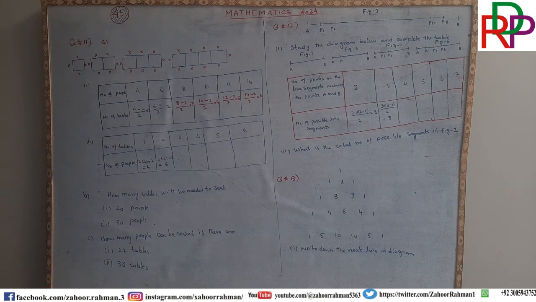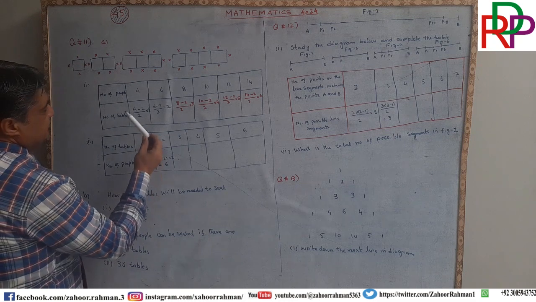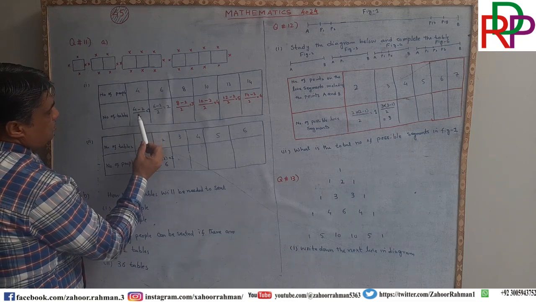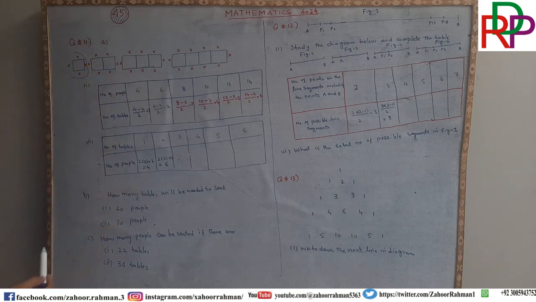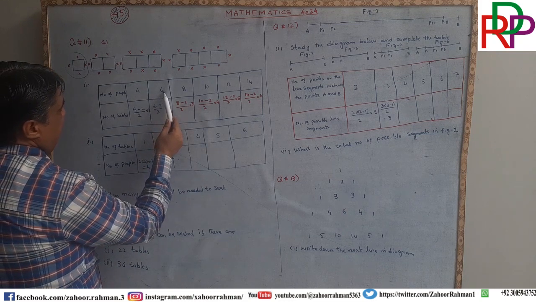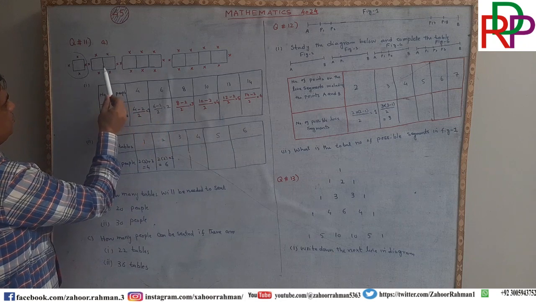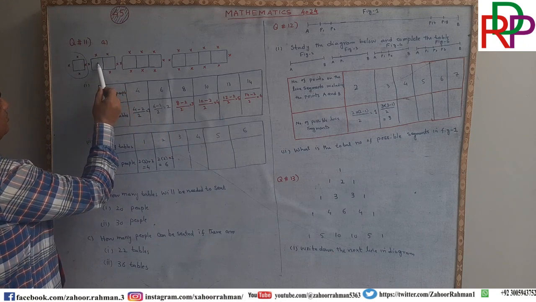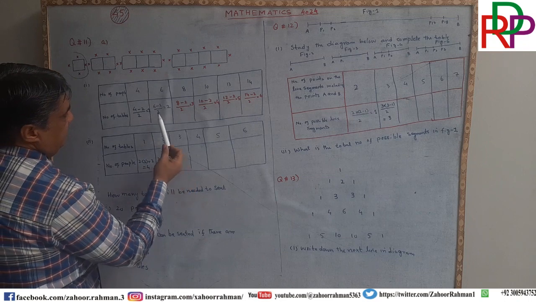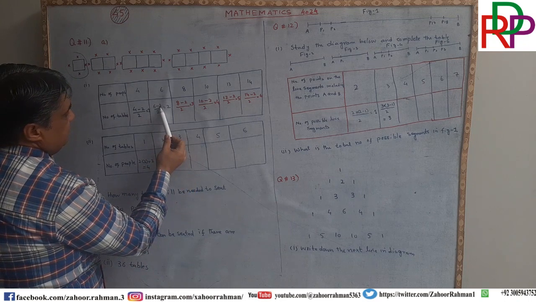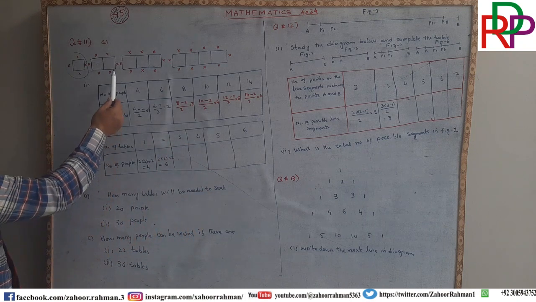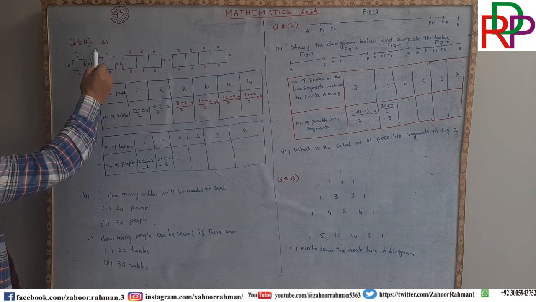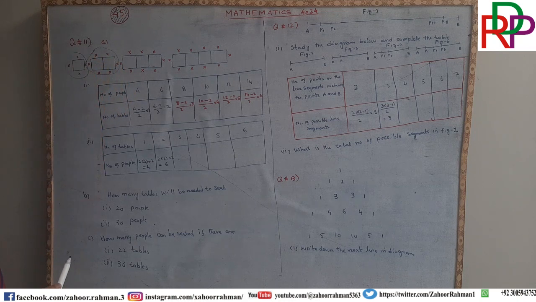So we completed the table; the first two are done for you. 4 minus 2 is 2, 2 divided by 2 is 1. So for 4 people only one table is required. But if there are 6 people, how many tables? 1, 2, 3, 4, 5, 6. You can see two tables are required, and according to this formula, 6 minus 2 is 4, 4 divided by 2, 2 is the answer. So two tables are required for 6 people.